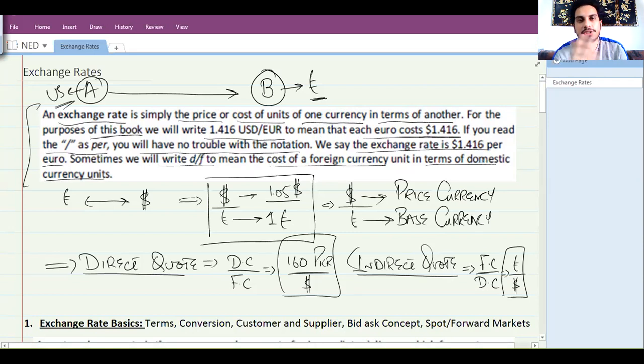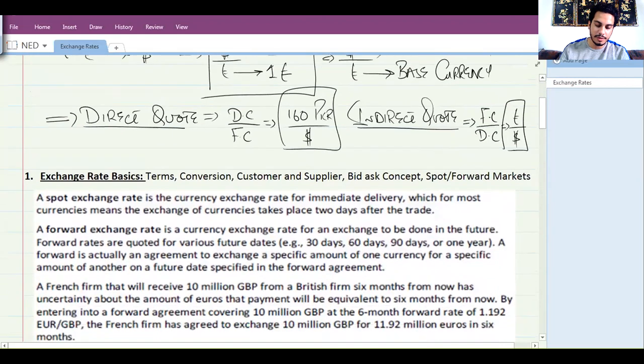So he has just opened you up to two quotes that at times people use: direct quotes, and at times indirect quotes. As we move forward, it doesn't matter which quote you're using, because whichever quote you use, you can easily make calculations if you learn the art of making calculations. So we just got an idea what exchange rates are. Now let's discuss the basics of exchange rates.